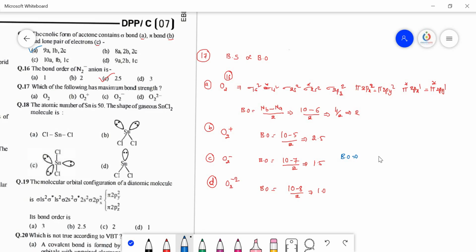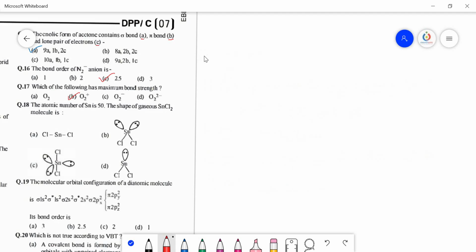Bond order is more for O2 plus, then O2, then O2 minus, then O2 minus 2. So this is the correct order. So maximum bond strength is with O2 plus. Option B is correct. Question number 18: this question was already discussed in previous questions, so I am giving the direct answer, that is option D.